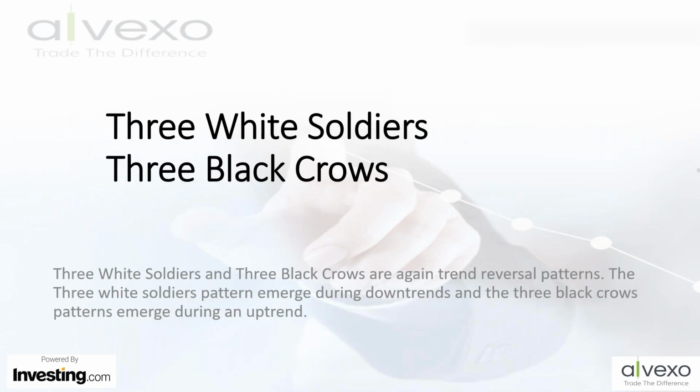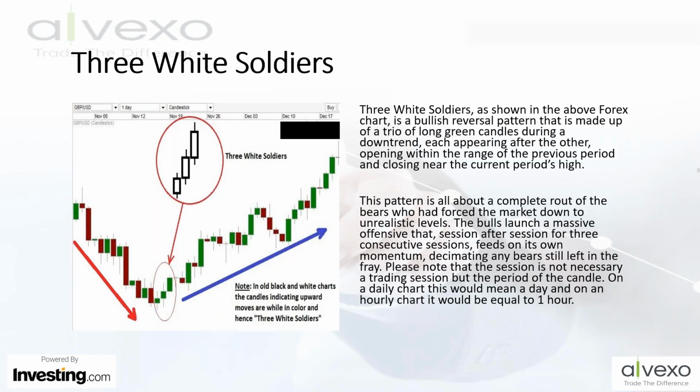Then we come to two very dependable candles that you should always bet the bank on, and these are called 3 white soldiers and 3 black crows. In old charts, we had the black and white candles. Today, we could call them red and green, but this is what they're called. So 3 white soldiers could be 3 green soldiers today.